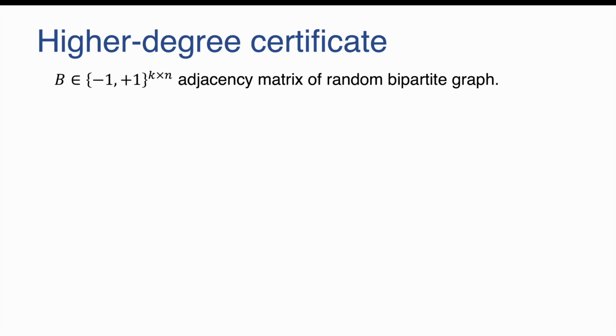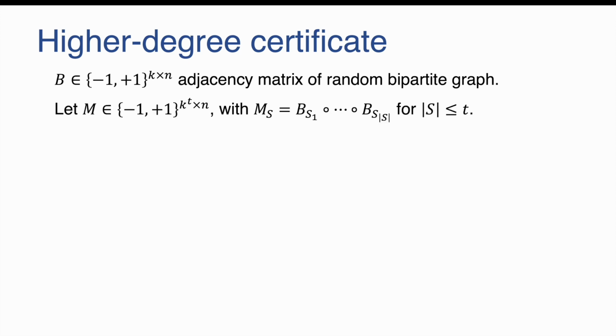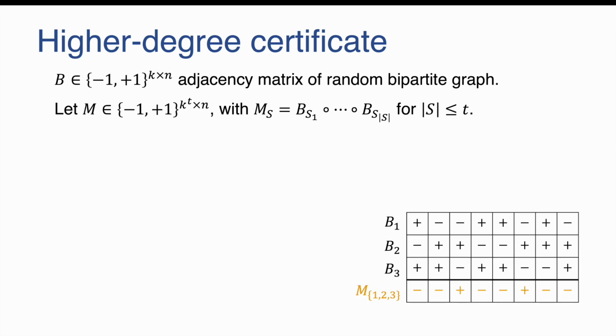So let's see now our certificate, which is higher degree and which is not spectral. We have again the adjacency matrix of the random bipartite graph. And we define a new matrix M of size k to the t times n, where each row of M is indexed by a set which represents rows of B. So each row of M is an element-wise product of some rows of B. And we do this for all sets of size at most t. So let's see this in a picture.